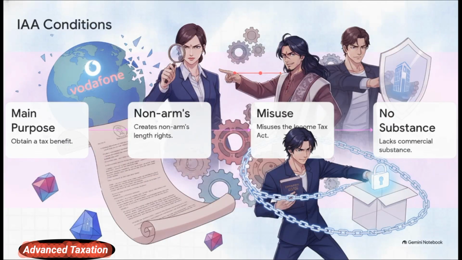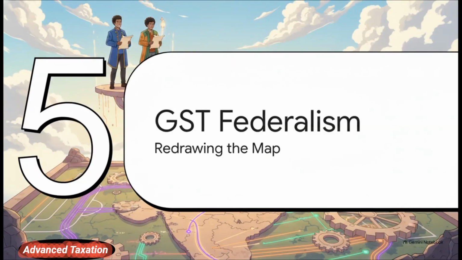Following that massive Vodafone ruling, India decided common law just wasn't enough anymore. So they enacted strict, codified General Anti-Avoidance Rules, or GAAR. Under these rules, an arrangement officially becomes an impermissible avoidance arrangement if its main purpose is to obtain a tax benefit and it meets one of 4 other conditions. So if it creates non-arm's length rights, results in misuse of the act, lacks commercial substance, or is carried out in a non-bona fide manner, you're caught. The days of setting up empty, paper-only shell companies purely for tax reduction, those are now heavily policed by these statutes. Let's shift gears to part 5.